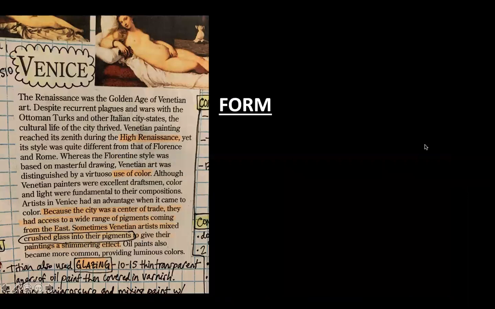All right, so I have this printed on here. What I want you guys to highlight, it says Venetian painting reached its zenith, its height, during the High Renaissance, yet its style was quite different from that of Florence and Rome. Whereas the Florentine style is based on masterful drawing, Venetian art was distinguished by a virtuoso use of color. Although Venetian painters were excellent draftsmen, color and light were fundamental to their compositions.